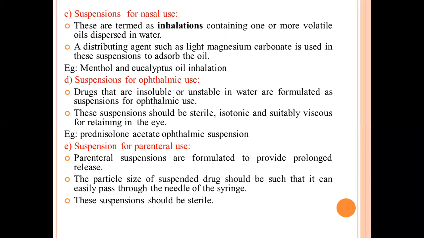As these suspensions are to be inserted into your eye, a very important characteristic is that they should be sterile and isotonic, meaning whatever the pH of your formulation, it should be compatible with the pH of your eye, as well as have suitable viscosity for retaining the preparation in the eye. If your suspension has less viscosity, it will easily drain out from your eye. So to retain your formulation in the eye, it should have higher or suitable viscosity. Example, prednisolone acetate ophthalmic suspension.